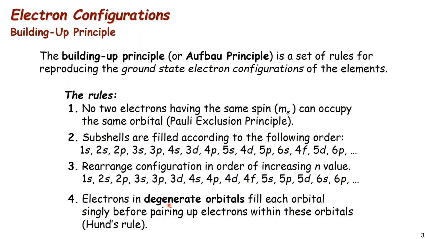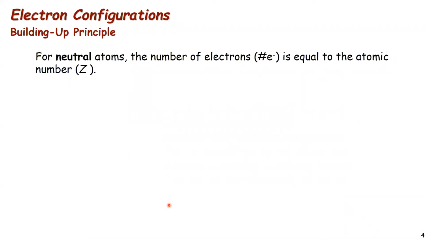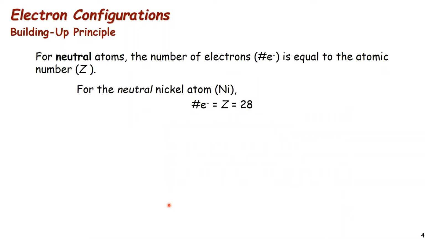And of course, the d subshell, which has 5 degenerate orbitals, so 5 identical orbitals, again, we would fill them singly, all with the same spin, and then we would begin to pair them up after we filled those orbitals. For neutral atoms, the number of electrons is simply equal to the atomic number, which of course is the number of protons, the whole number above a particular element in the periodic table.